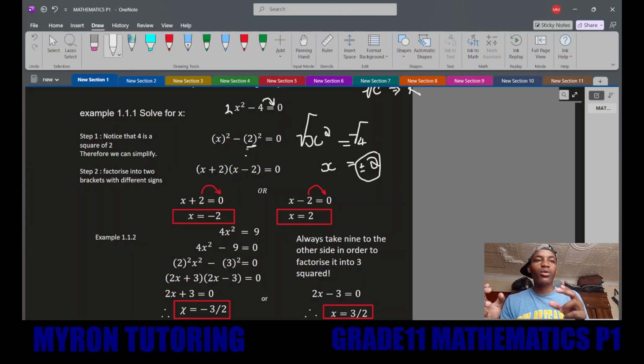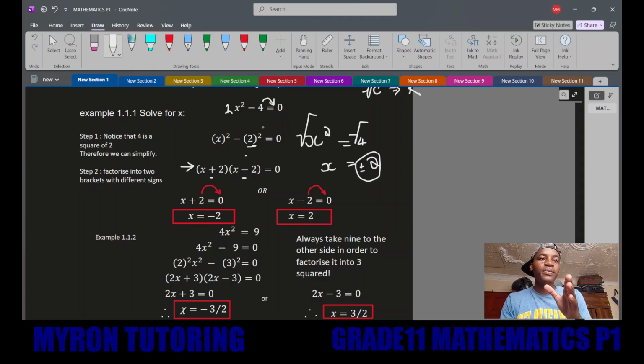And the technique is this: when you have a difference of two square numbers, a variable squared and a number squared, you can go straight away and open two brackets with different signs in them, a plus sign and a minus sign. In the first one you will have, in this case, x plus 2, and in the other one, x minus 2. 2 is the number which is squared in order to get 4.